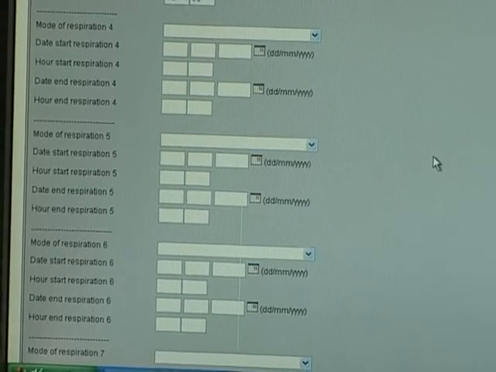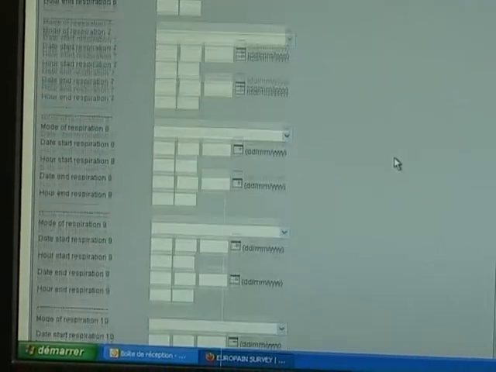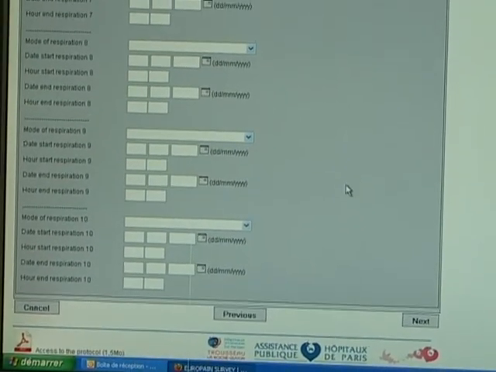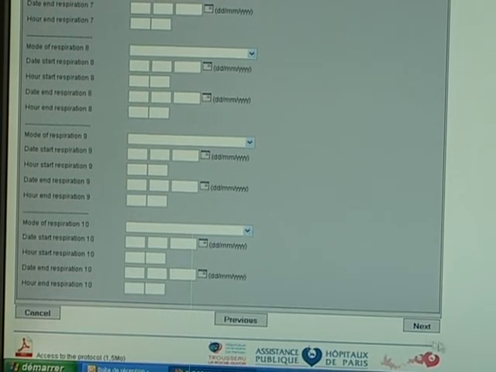Once you're done with this, you don't have to complete the others because the patient has already left the unit. You go next.